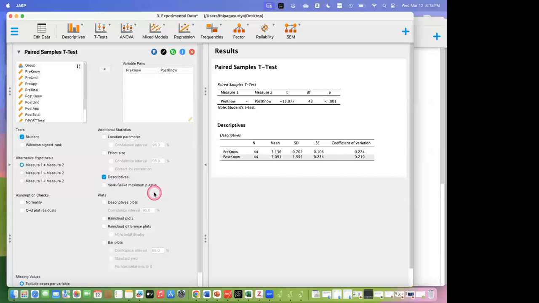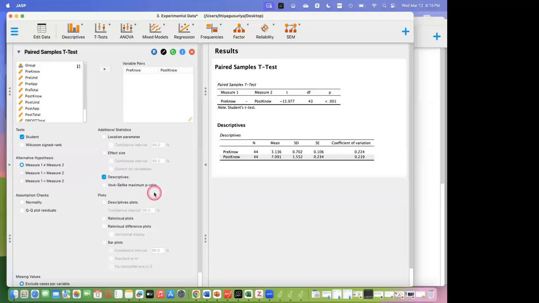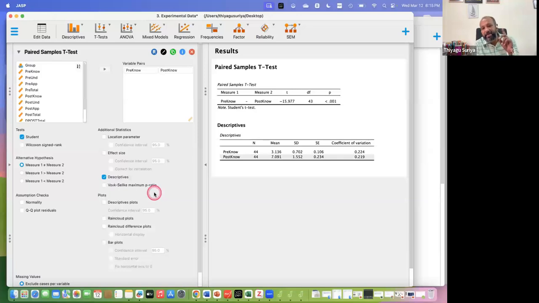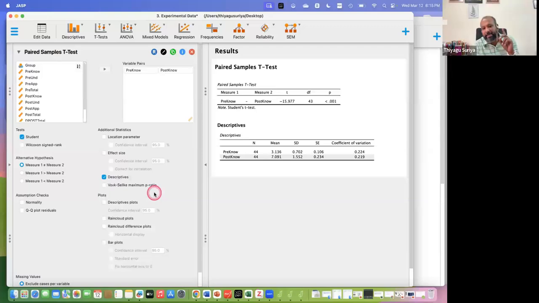What is the need for nominal? You're talking about male and female, a grouping variable. That is for the independent variable, the independent t-test only. We needed two groups, control group and experimental group, and we have one test. But here the group is the same. Only one group. No need for the categorical.